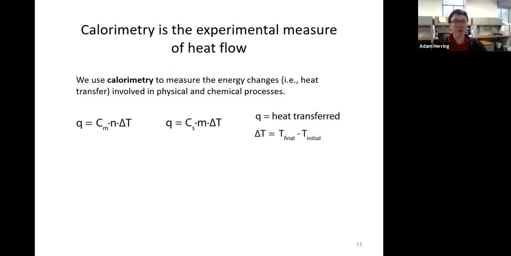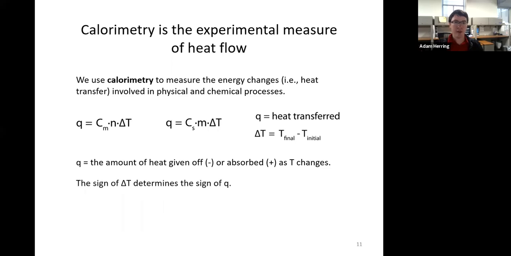We can describe the transfer of heat in terms of the temperature change that is occurring. And again, we might use the molar heat capacity or the specific heat capacity, depending on the context. Q is the symbol for heat, as we've seen already, and this describes the heat either given off or absorbed as the temperature changes. We can use the sign of the temperature change to determine the sign of the heat.